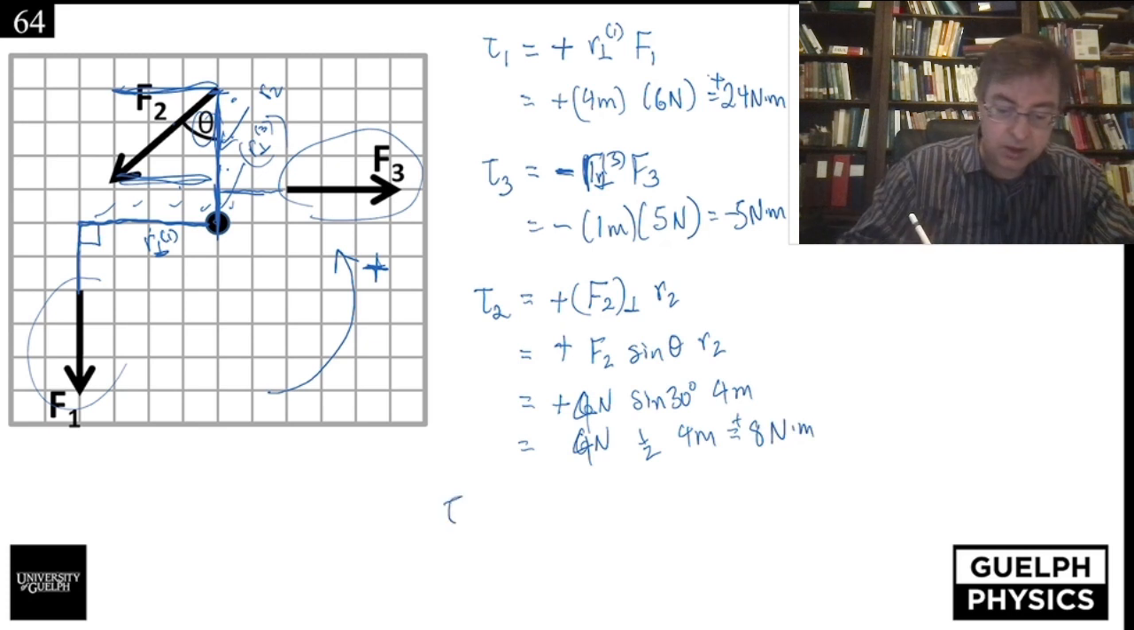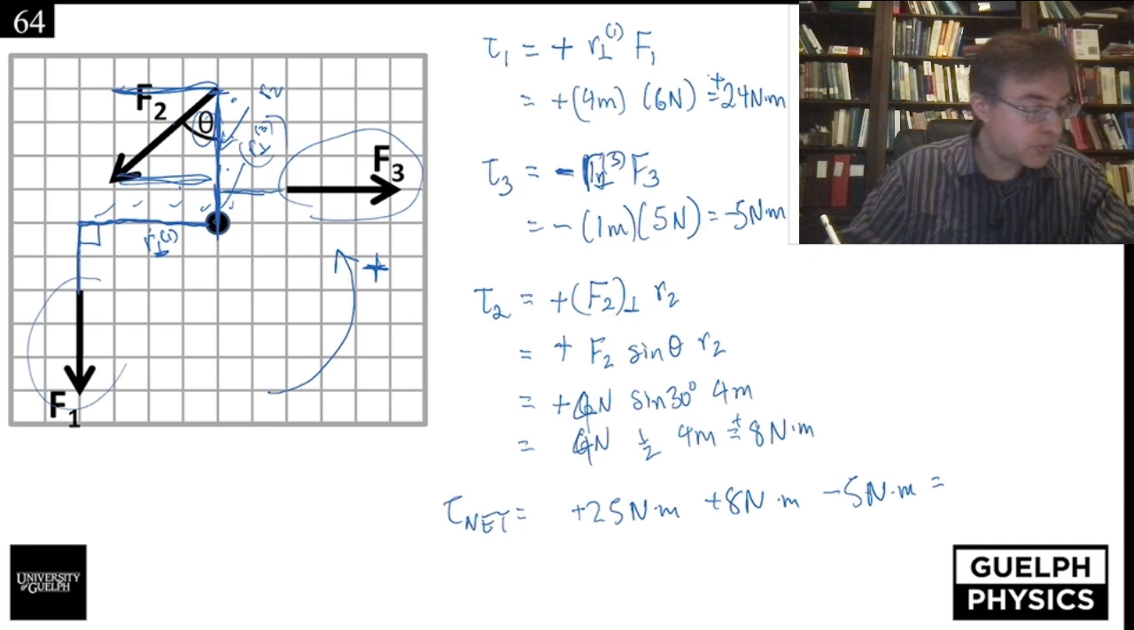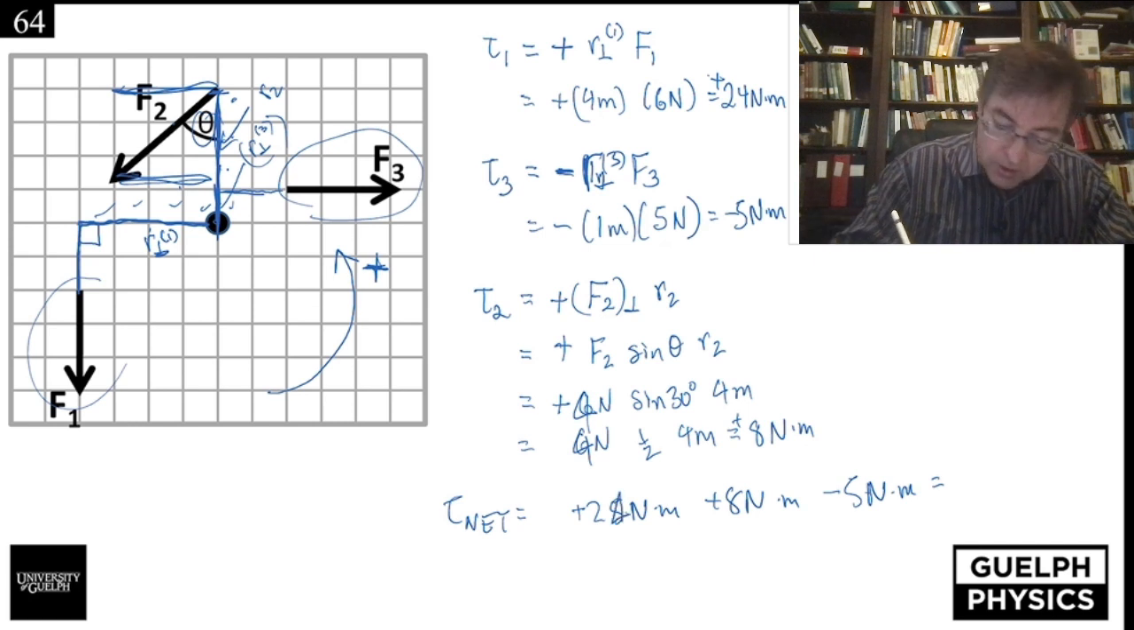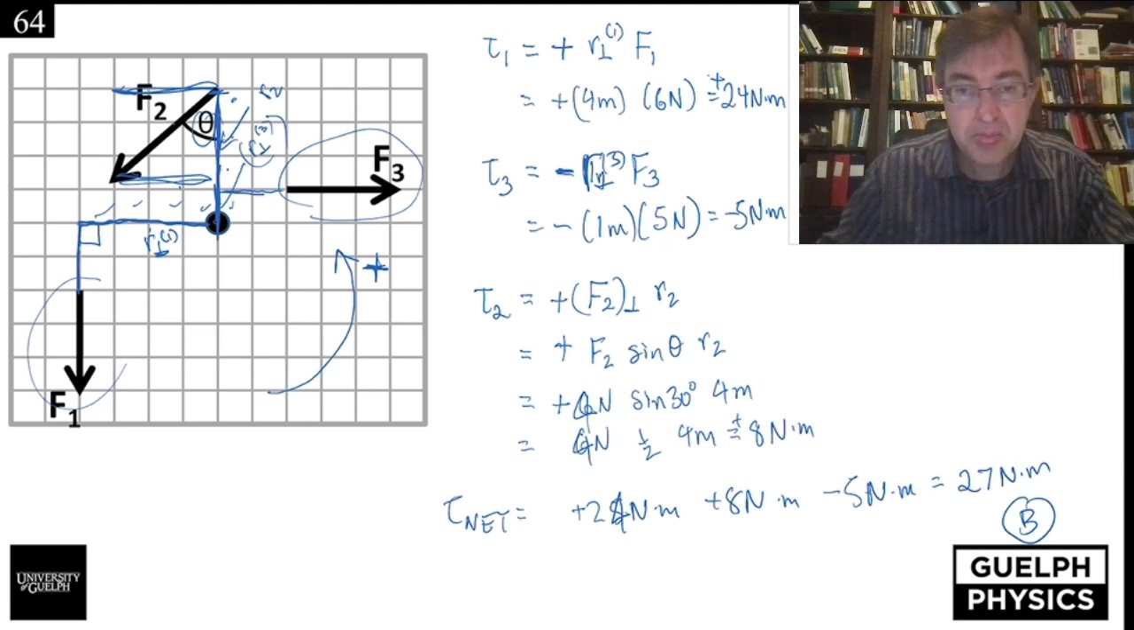And so then to calculate the net torque about the pivot, I add up plus 24 newton meters, plus 8 newton meters, and then minus 5 newton meters to get 27 newton meters, which, if you look back, is answer B.